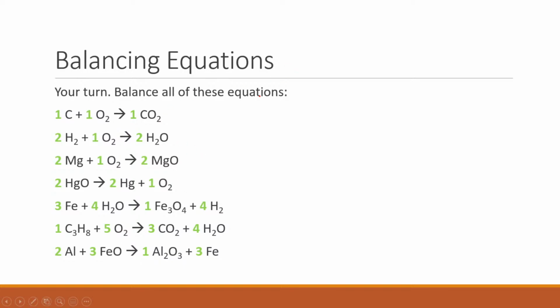Now, an interesting point came up in the chat. Right, Kyle asks, can we ever have a half? Right, if I wanted to balance this, could I do H2 plus 1 half O2 makes H2O, 1, 1? And the answer is no. You always need whole numbers.